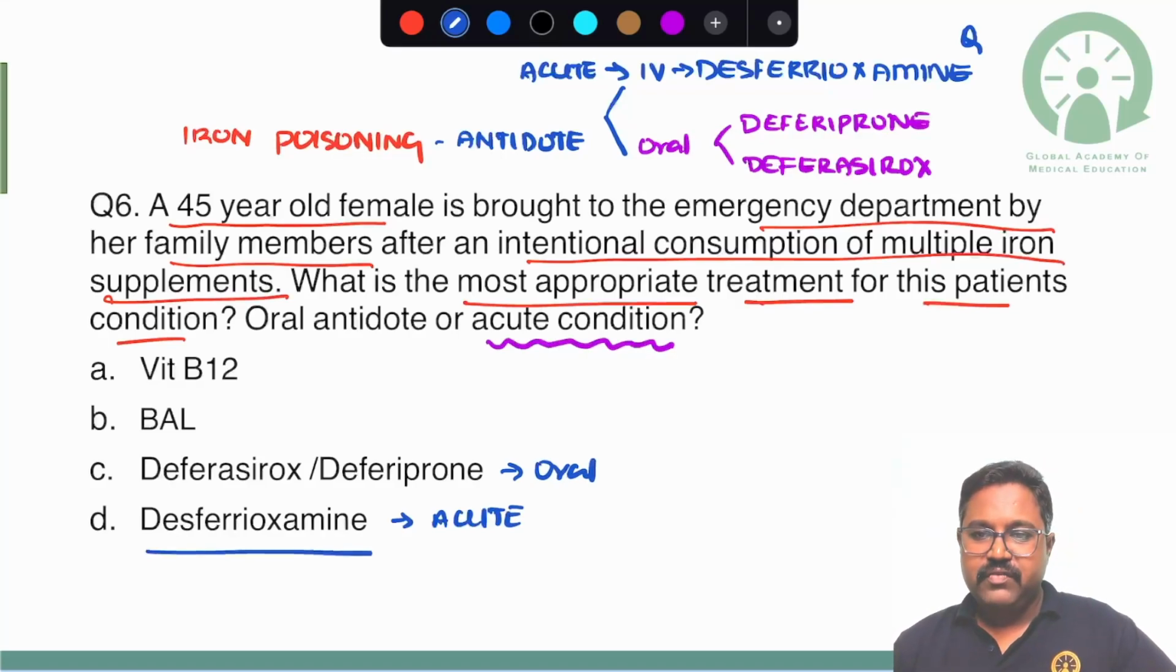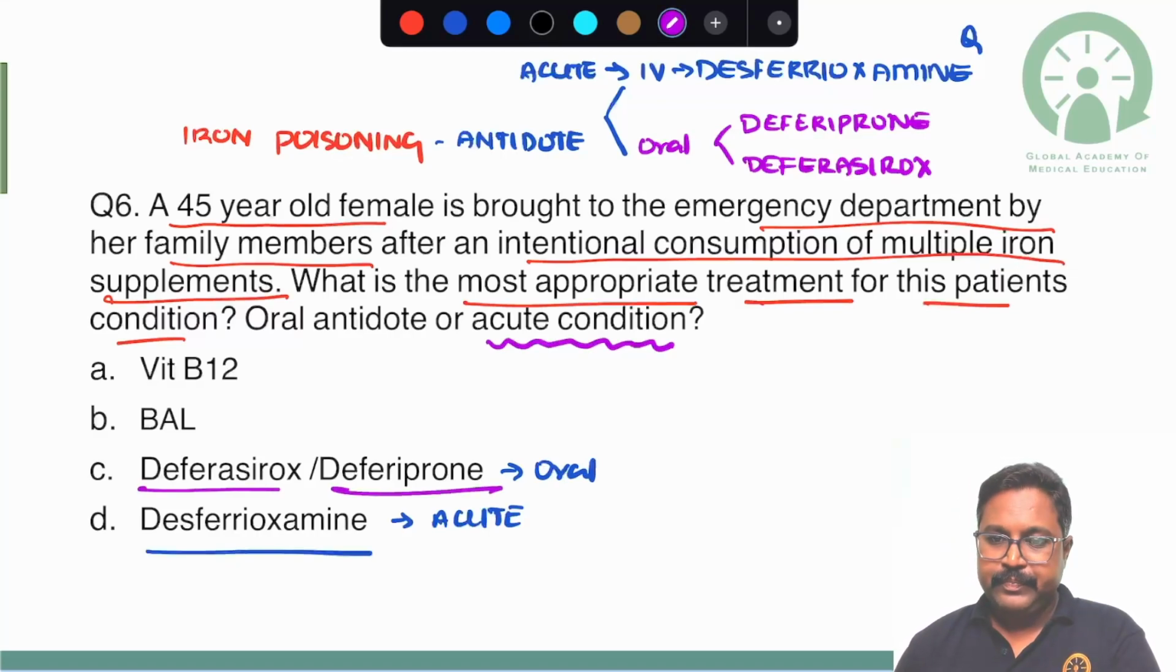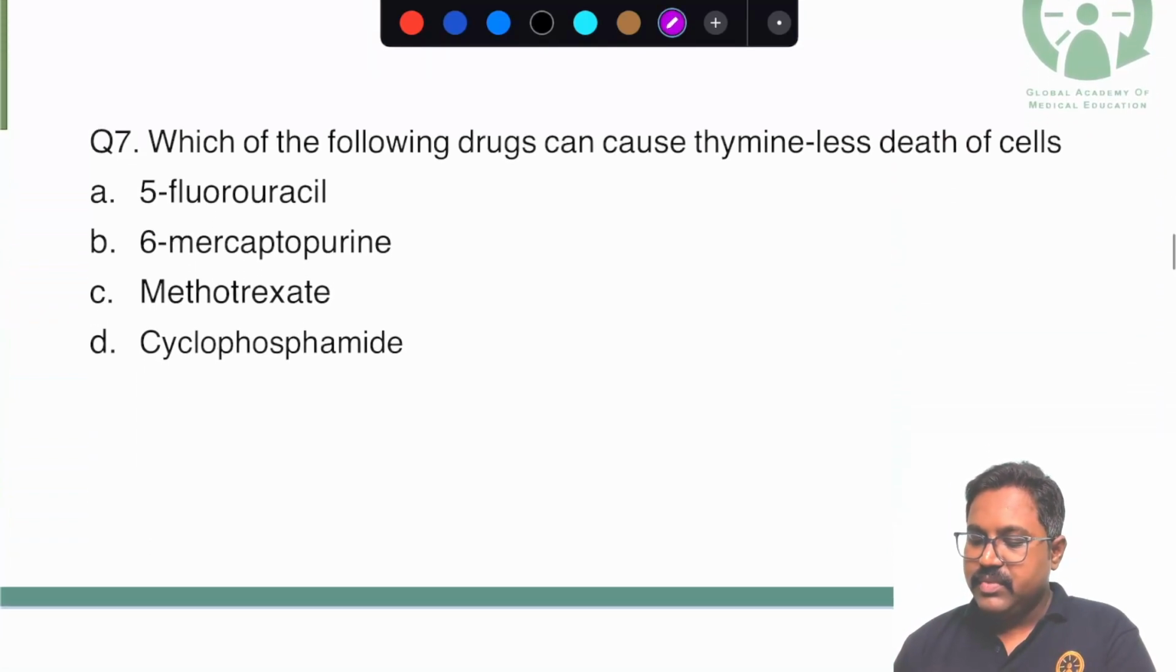So desferoxamine for acute iron poisoning, and in case of the iron poisoning antidote which is given orally, your answer will be deferasirox and deferiprone. So next, coming to the question number 7.